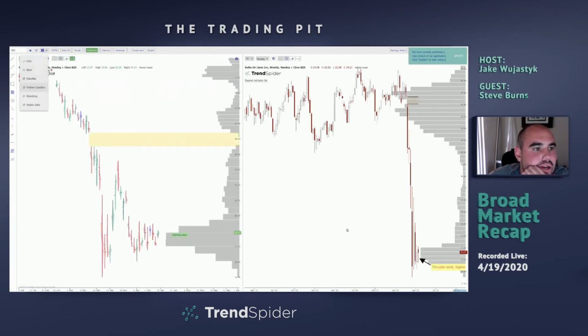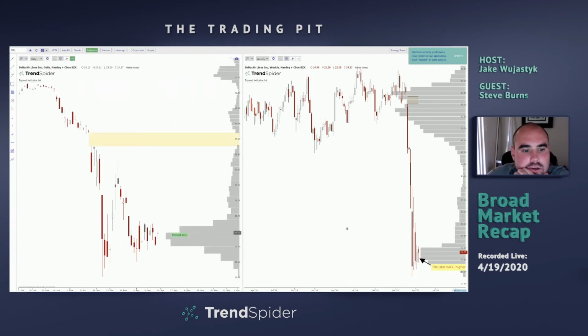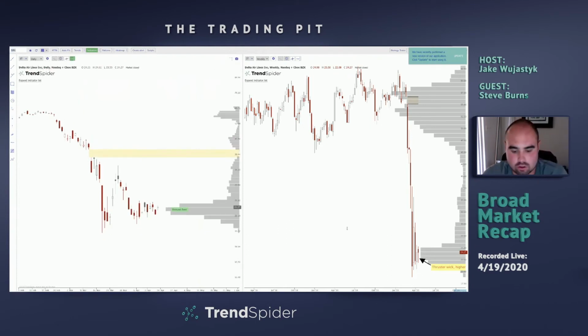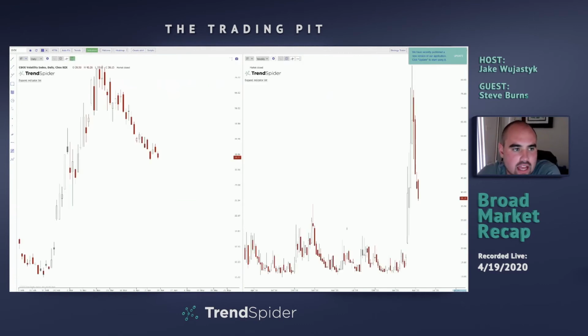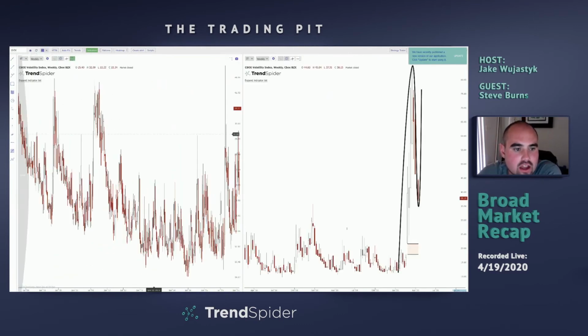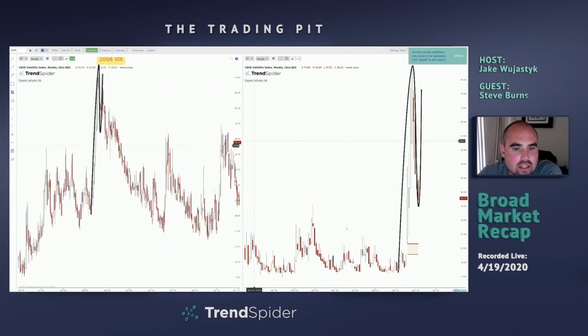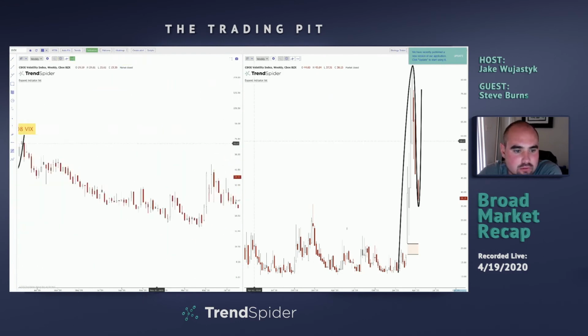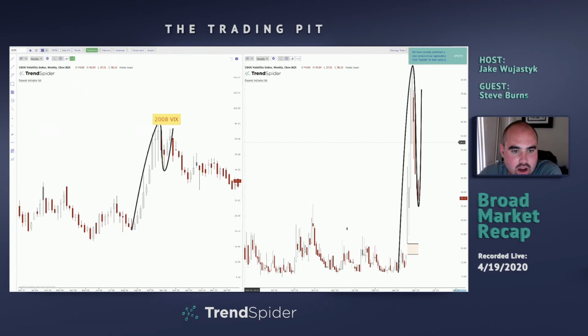Let's get this back to a hollow candle. There we go. Let's go back to VIX. So this is a chart that I made last week. We're going to essentially just compare the weekly candle on VIX in 2008 versus the weekly candle on VIX now in 2020.